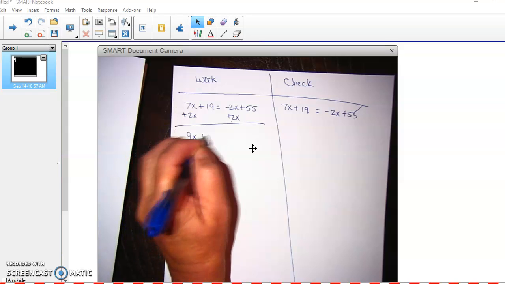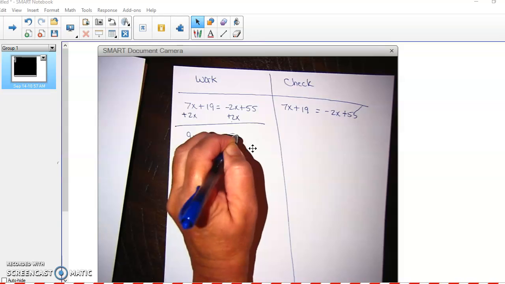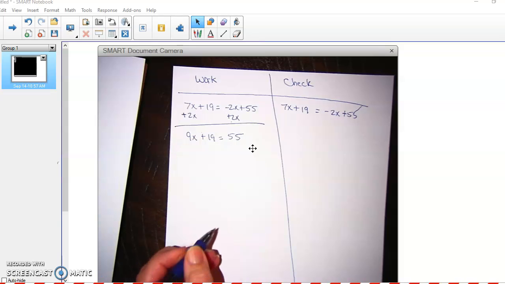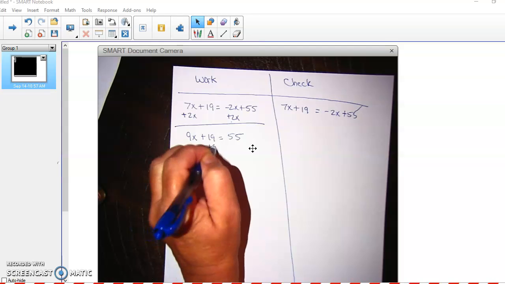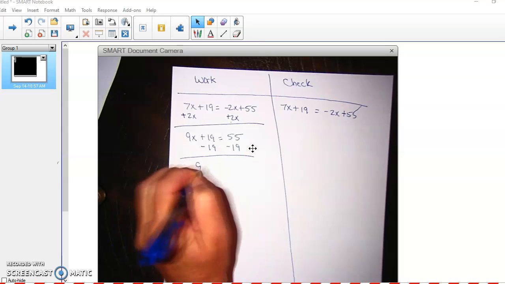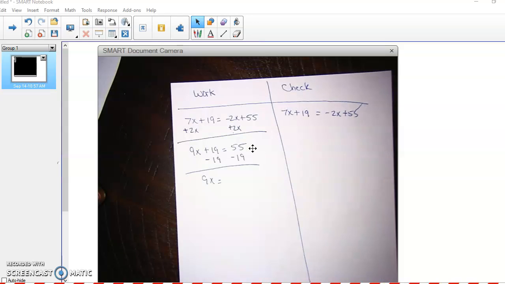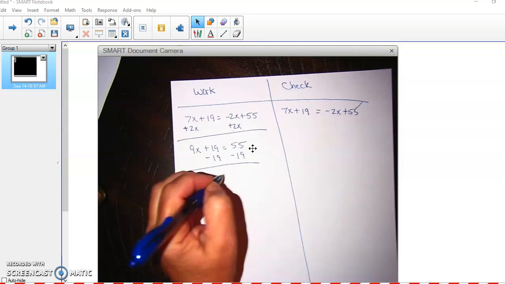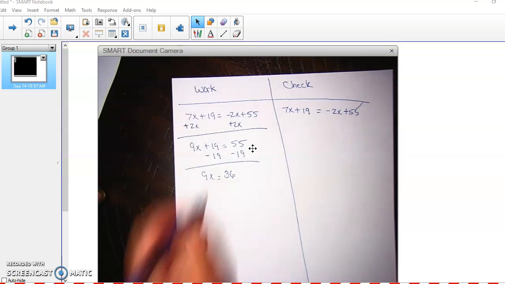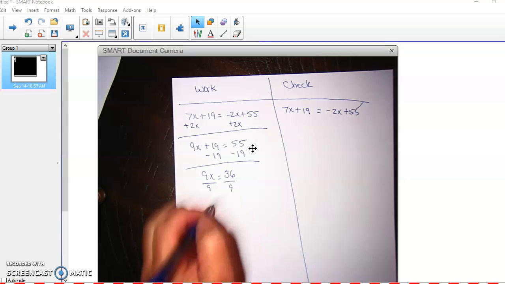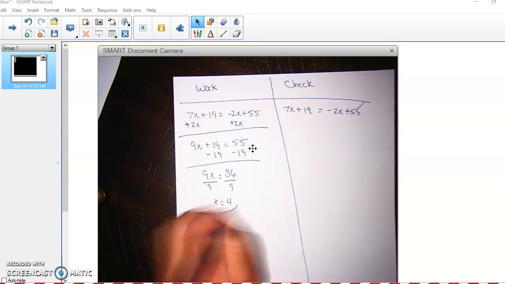So I have 9x plus 19. Okay, and then I'm going to subtract 19 from both sides. So I want to get the x by itself. Let me do that on a separate sheet of paper. We get 36. Let me just double check. Yep. Okay. And then I'm going to divide by 9 on both sides. 9 times 4 is 36.